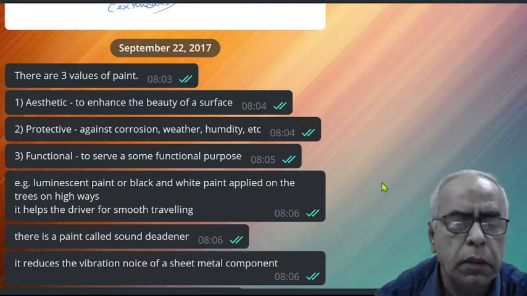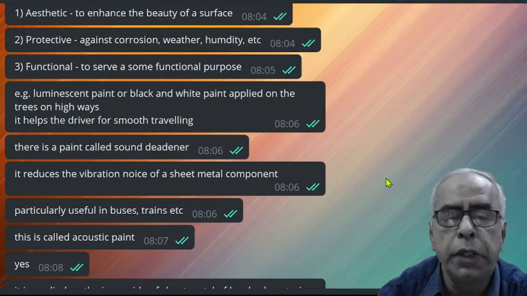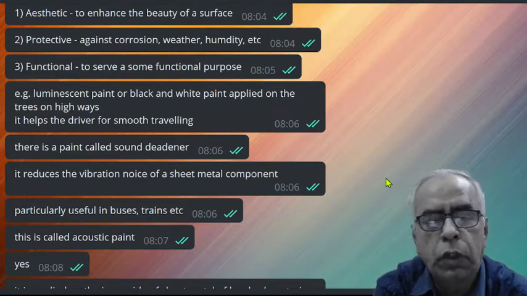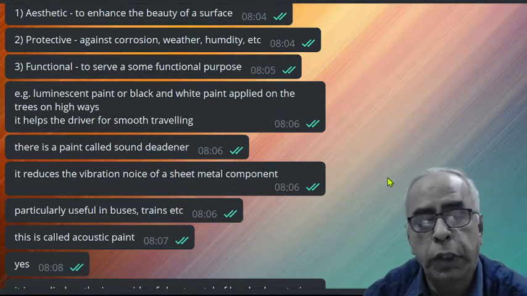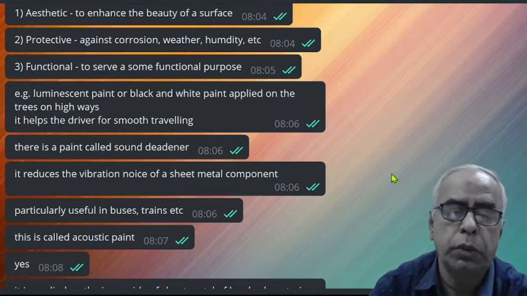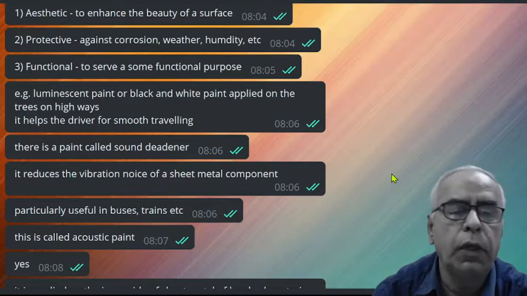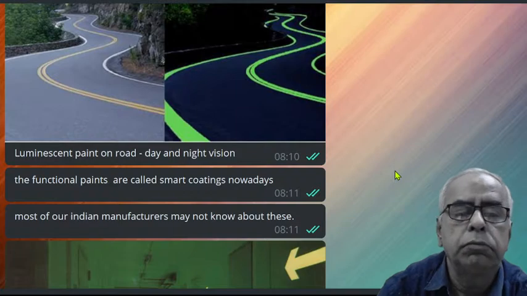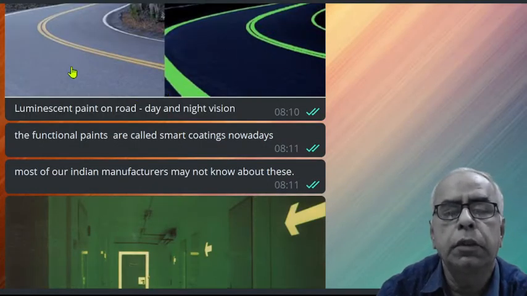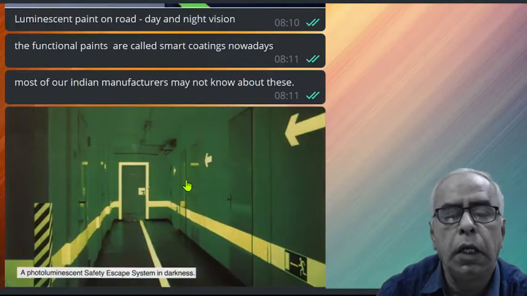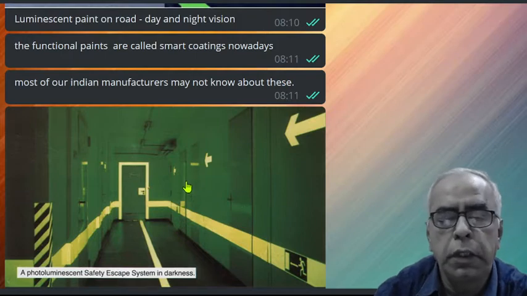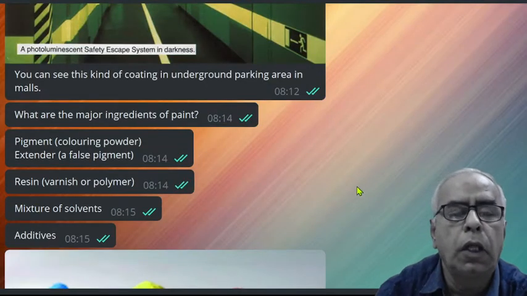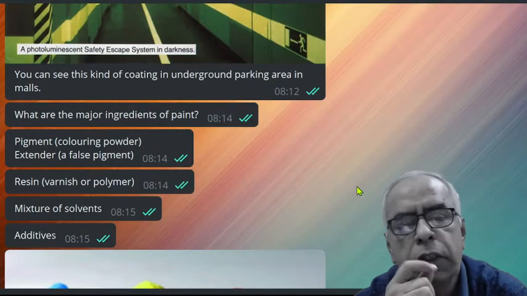And there is another type of paint called sound deadener. It reduces the vibration noise of a sheet metal component. Particularly, it is used in buses and trains. So they are called acoustic paints. So these are the functional uses of paint. Now, as I already explained, I have shown here some luminescent coatings, and you can find them in some interior, that is indoor paintings also.